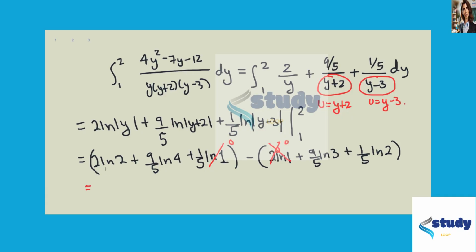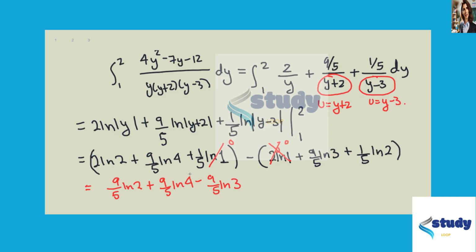And now we combine as much as we can. So we have 2 natural log 2 minus 1/5 natural log 2. We can write that as 9/5 ln 2. And then we have 9/5 ln 4 minus 9/5 ln 3. And here, that can be our final answer. It's a number, but we can go ahead and combine.